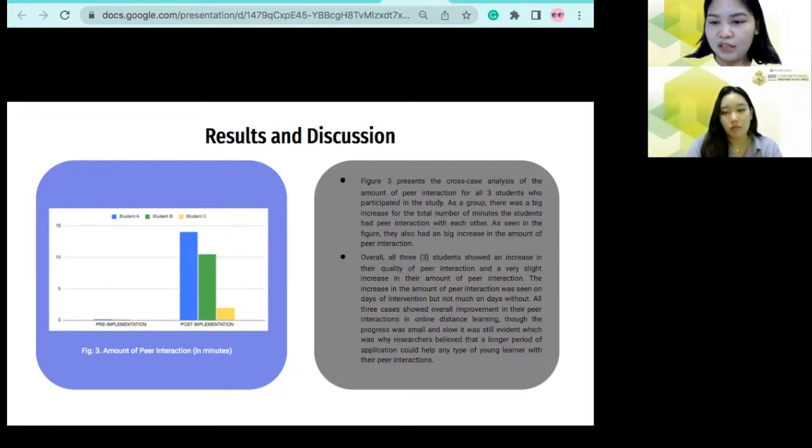Applying interactive strategies like the TPS strategy allowed the students to feel more comfortable and at ease inside the classroom, in the researchers' case, an online classroom. Not only did it motivate the students to participate in the activities, but it also developed their communication skills and provided self-confidence and better self-esteem.